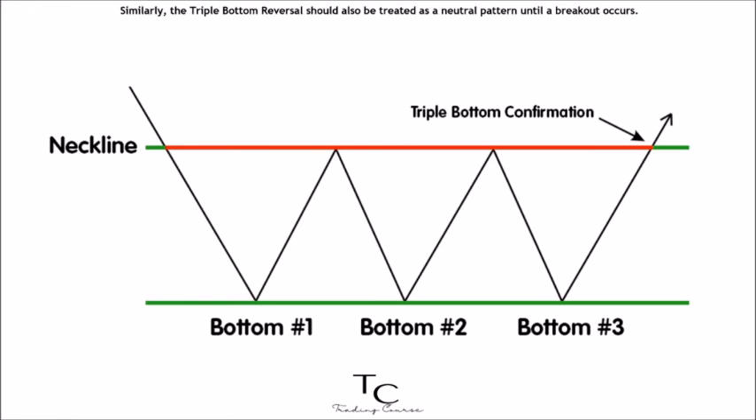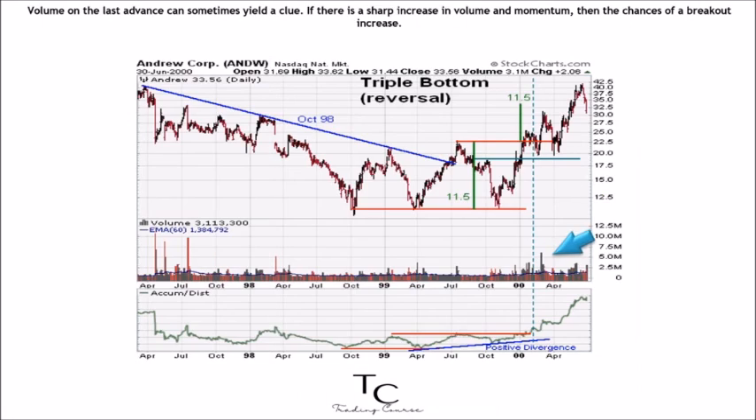Similarly, the triple bottom reversal should also be treated as a neutral pattern until a breakout occurs. The ability to hold support is bullish, but demand has not won the battle until resistance is broken. Volume on the last advance can sometimes yield a clue. If there is a sharp increase in volume and momentum, then the chances of a breakout increase.